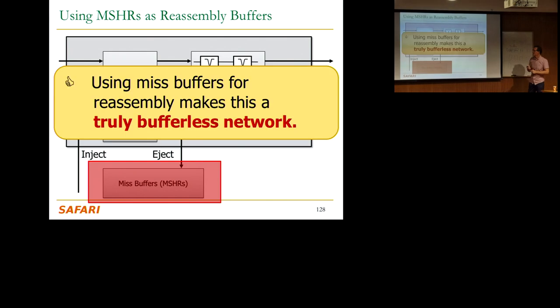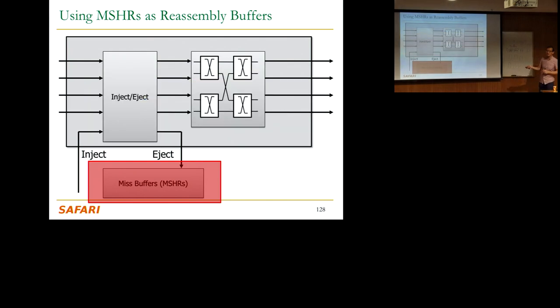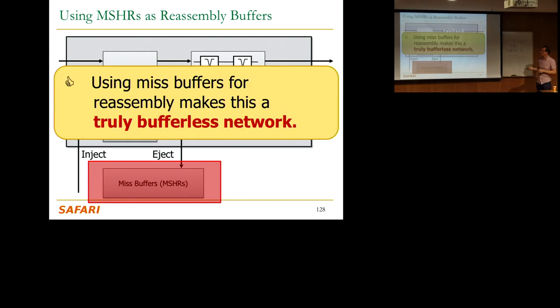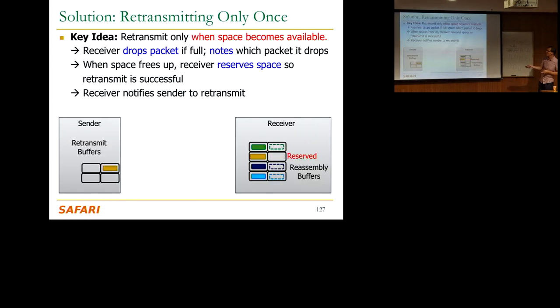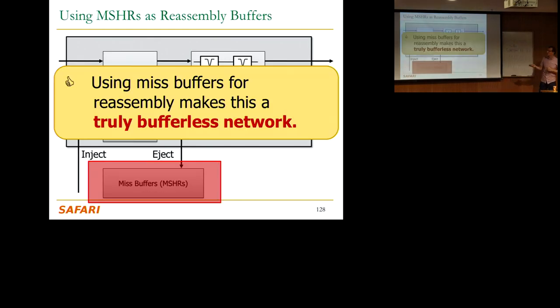Okay, so basically, now, because these buffers already exist in the network, you're really a truly bufferless network. These retransmit buffers and receive buffers already are there. You're just managing them in a better way. So it's really a truly bufferless network now. You don't need additional buffers.